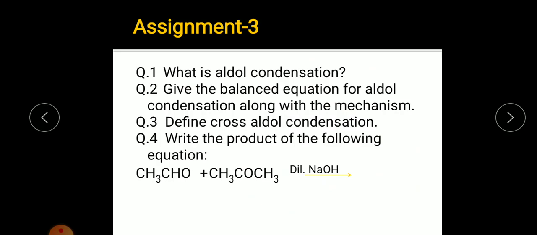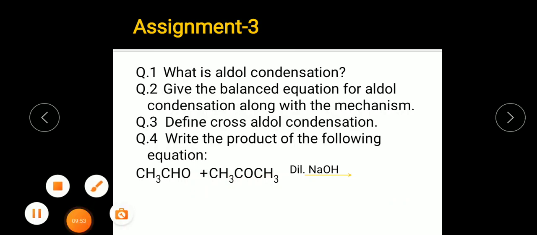Based on today's class, your assignment number 3. Question number 1, what is aldol condensation? Question number 2, give the balanced equation for aldol condensation along with the mechanism. First write down the balanced equation and then write the mechanism, however I have explained. Question number 3, define cross aldol condensation. And question number 4, write the product of the following equation. Here we have taken one acetaldehyde and one acetone, and we are treating with dilute NaOH. That means it will undergo aldol condensation, and this is a type of cross aldol condensation. You need to write down the product. Complete this assignment and send it in my mail.